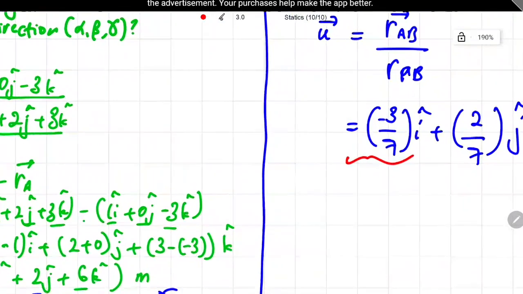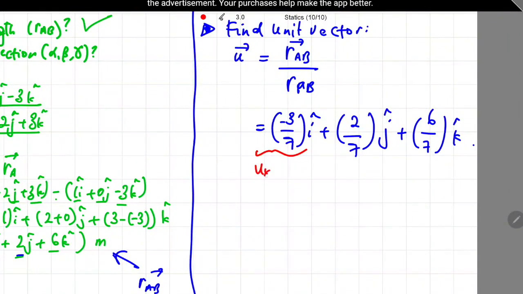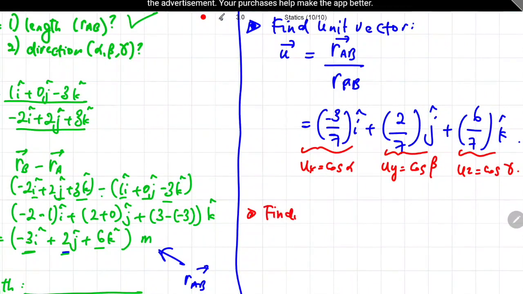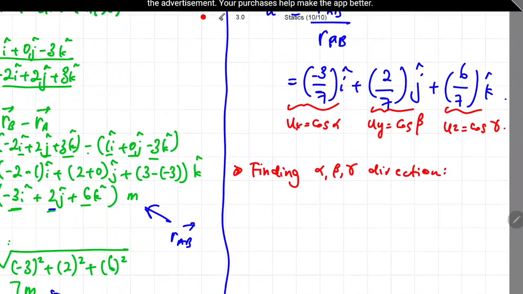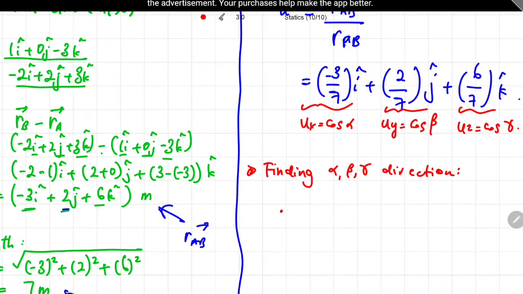The magnitude in the I direction would be equivalent to cos alpha, whereas the magnitude in the J direction would be equivalent to cos beta, and the magnitude in the K direction would be equivalent to cos gamma. So we can use this trigonometric relationship to determine our alpha, beta and also gamma angle. Quite straightforward. Cos alpha equals -3/7. So, you rearrange the equation, then you can calculate the angle of alpha, which is 115 degrees.